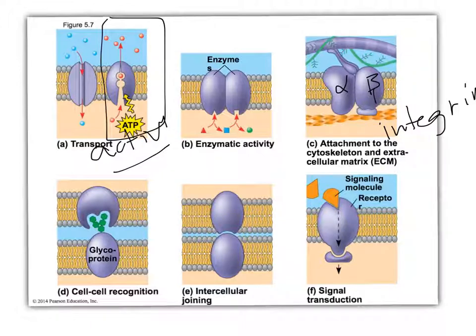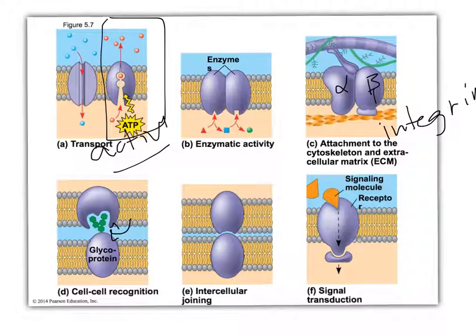Integral membrane proteins have these carbohydrates. This glycoprotein has a carbohydrate chain attached to it. Carbohydrate chains are important in identifying what is your cells versus what is someone else's cells or something else. Okay? How many of you know your blood types? How many of you are A? How many of you are B?